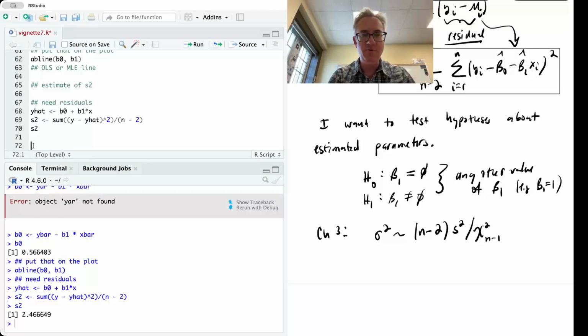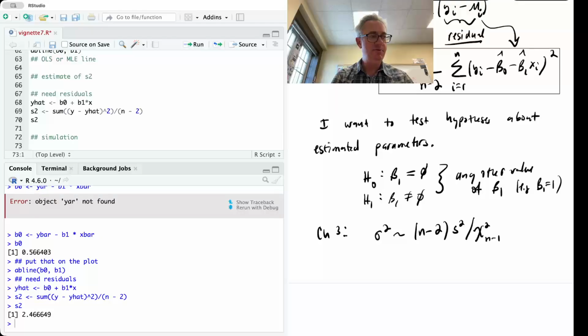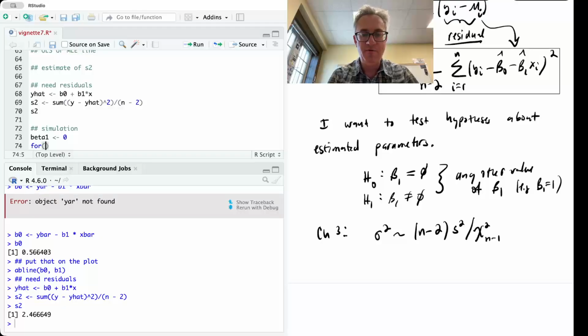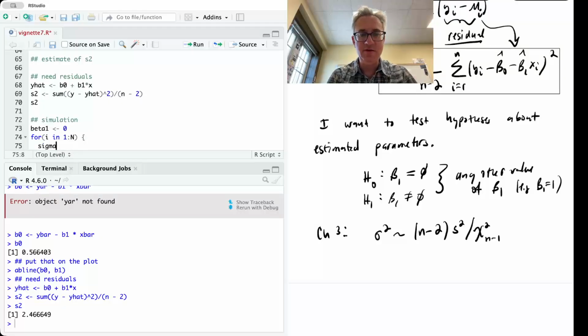So I'm going to do a simulation. We already have a value of n defined earlier from the correlation examples. So I'm going to test for beta 1 equals 0, and I'm going to do a for loop, and I'm going to generate sigma squared values following that formula.